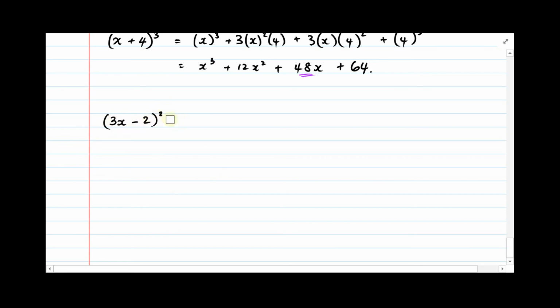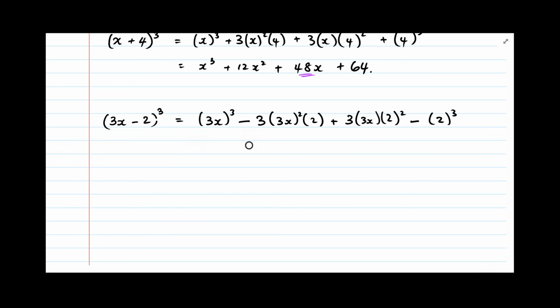Oh, cube. Sorry, that would have made it too easy. And we would have the first term cubed. The signs alternate. So plus, minus, 3 squared. And plus 3x 2 squared, and alternate, so minus 2 cubed. Alright, so check your signs first. Plus, minus. I've gotten that right.